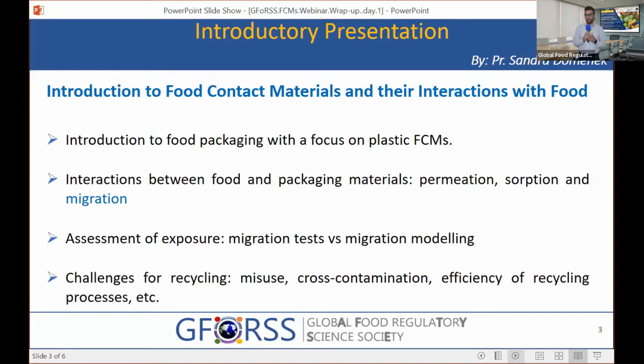Then she introduced the different interactions that can occur between food and packaging material, impacting the quality of food like permeation and sorption, but also and most critically impacting the safety of food as migration. Then Dr. Sandra explained also the different approaches to assess the exposure to hazards migrating from food contact materials, which can be performed through experimental migration tests, but also through migration modeling.